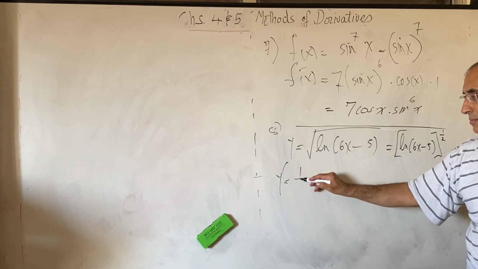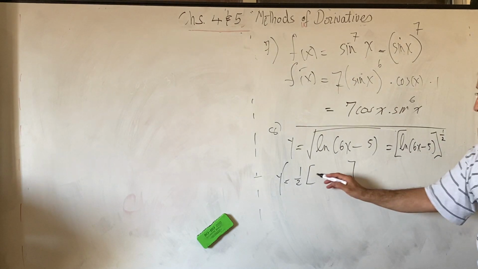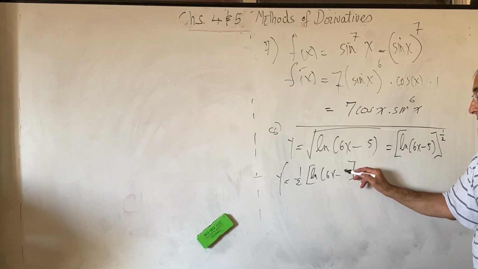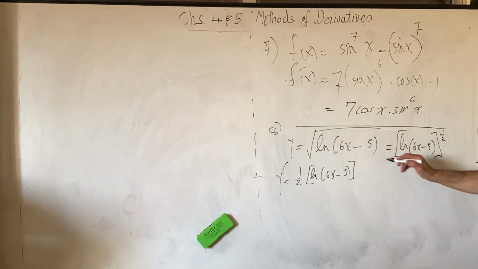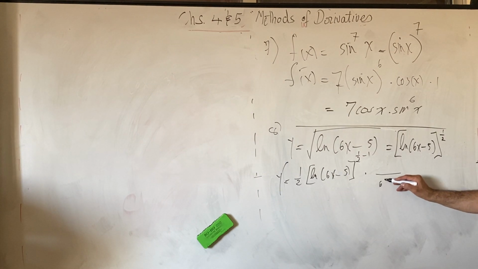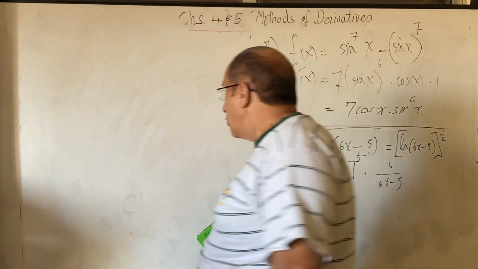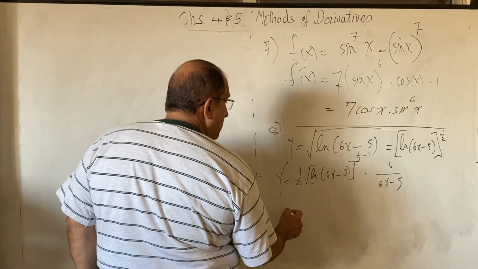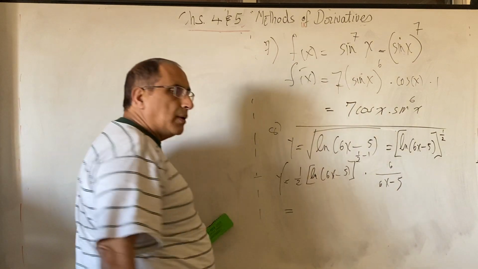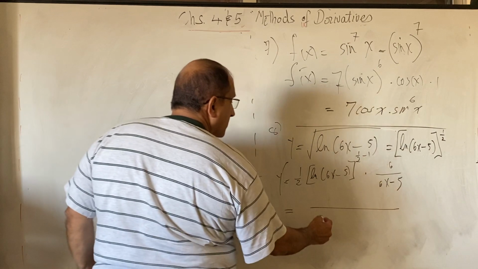Bring the power down, whatever is inside, keep it as it is. And what's the power? Minus 1. And then the derivative of the inside, take it out, multiply by. And it is 6x minus 5 because it's ln, and the derivative in the numerator is 6. If you wish to simplify, I would advise you to go for that, because you never know how in the exam they write it down. What's half minus 1? Minus half. When you take it down, it would look like this.